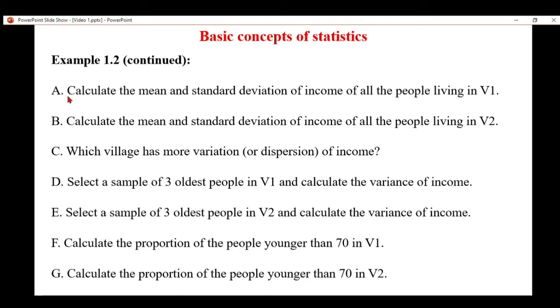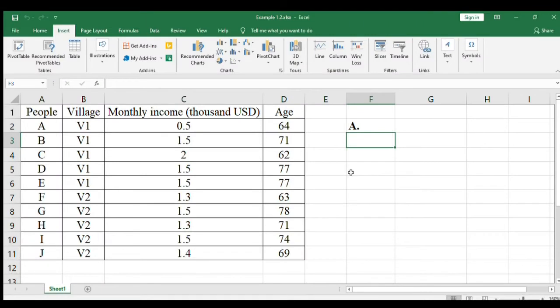In question A, calculate the mean and standard deviation of income of all the people living in village V1. Now we do question A in an Excel file. We will calculate the mean and standard deviation of income of all people living in V1. Because we compute the mean and the standard deviation of the entire population, in this case we will calculate the population parameter.